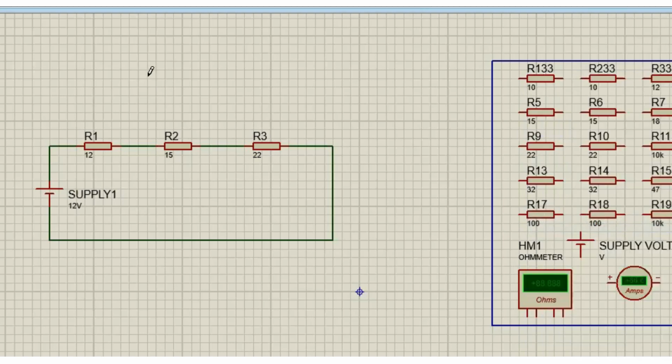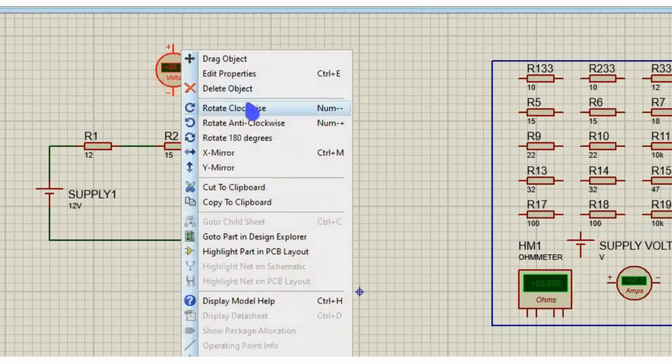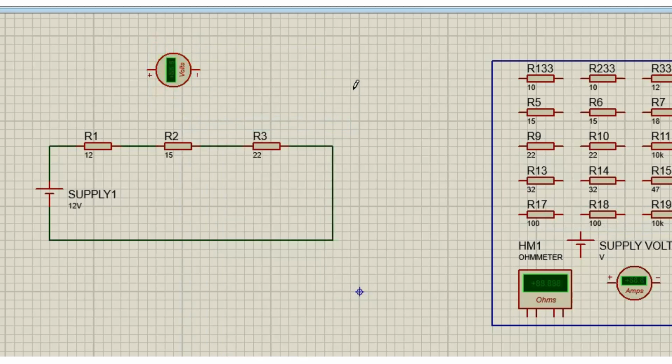Meter. I'm going to grab the voltmeter, right? Then I'm going to check my orientation for the positive voltage. I need the positive to be on the positive and the negative to be on the negative. So, guys, I will start with the total voltage.